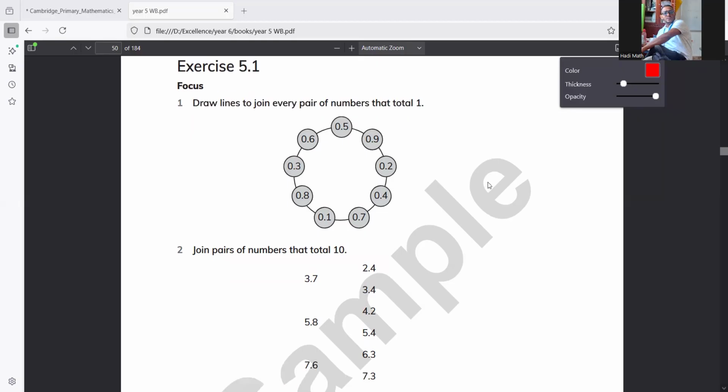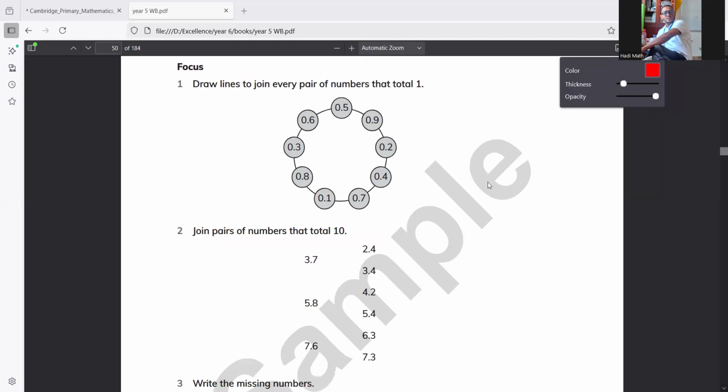This is exercise 5.1. They say draw lines to join every pair of numbers that total 1. Dear students, I want you to understand, always, with decimals, you need to know how they make 1. You could start from 0.1. For 0.1 to be 1, it needs 0.9.